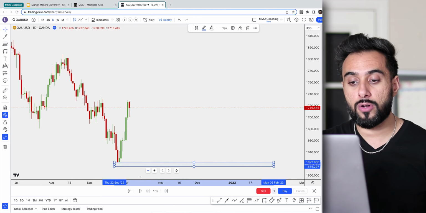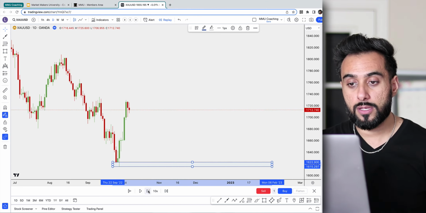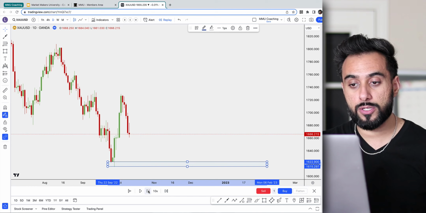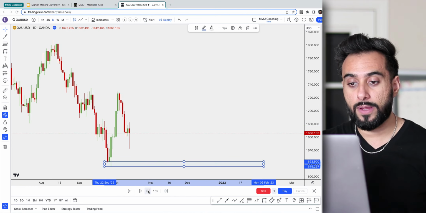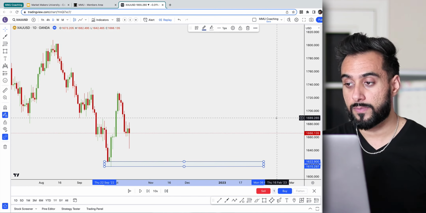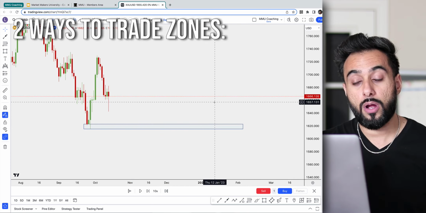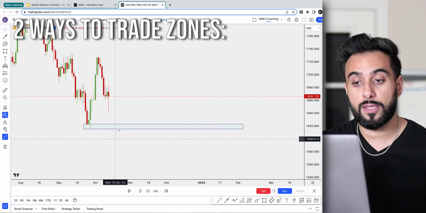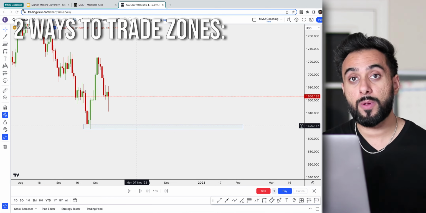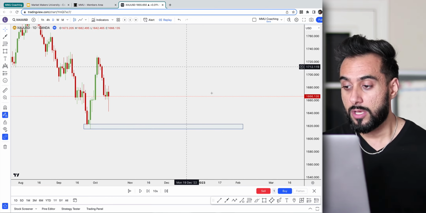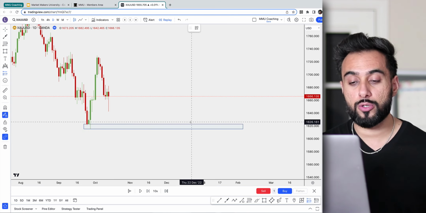So how do we enter on these zones? Let's go ahead and wait till the price approaches it a little bit. Okay, so here's what we can do. I'm going to zoom in, put this bad boy in the middle. There are a couple ways you can trade using these zones. Here's how we would enter trades on these zones. So let's go ahead and get our buy position tool.